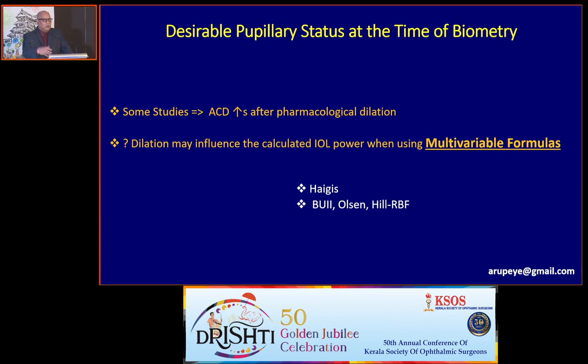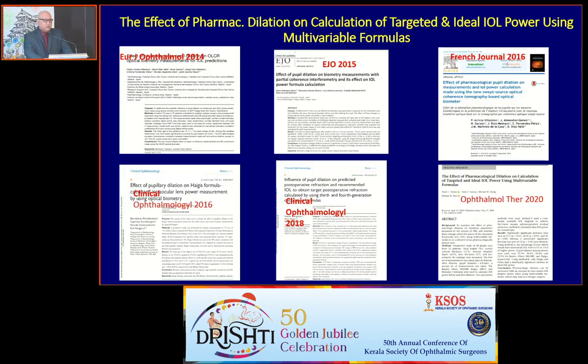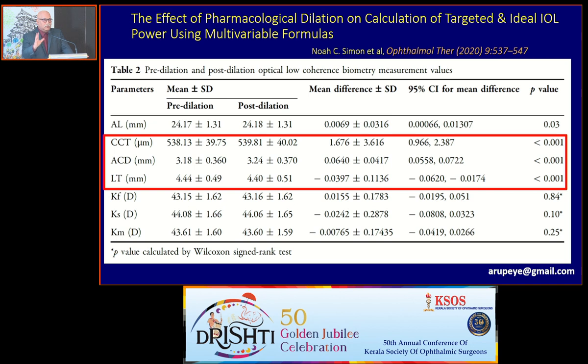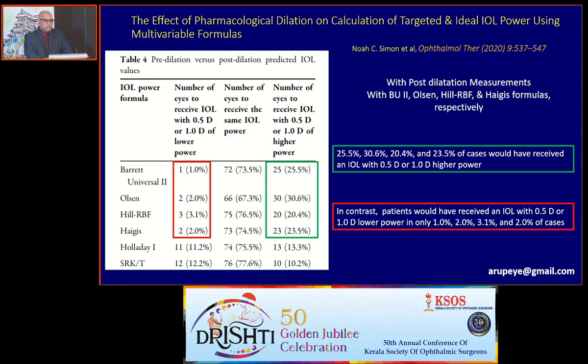But then this brings us back to another experience of ours. That is, if you do the biometric measurements after the pupil is dilated, the measurements are altered. You get different parameters. Central corneal thickness, anterior chamber depth, lens thickness, everything changes. And it has been shown that even if you use the latest formulas, Barrett Universal 2, Olsen, Hill RBF, Hoffer QST, almost 1/4 of the time you end up with a myopic result in the post-operative period.